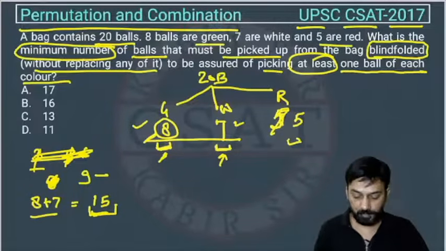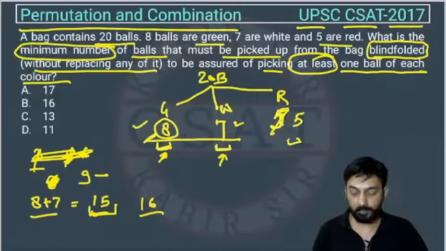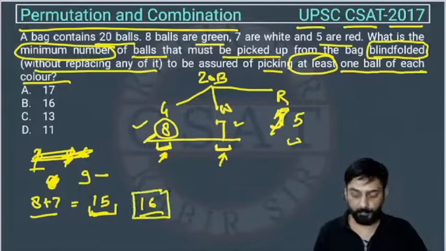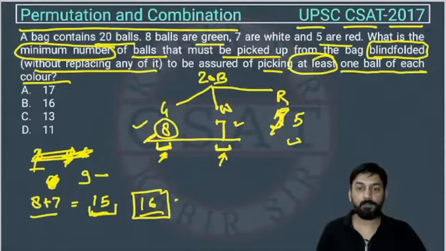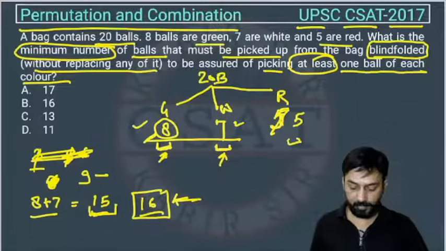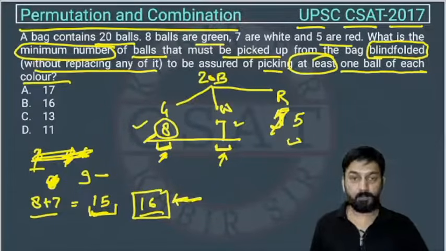So if we are picking 16, that is 15 plus 1, what will happen? 8 will get selected from here, 7 will get selected from here, and one ball remains. So that one ball must be of red color, right? There may be a possibility that 5 are red and 7 are white, so this is 12, but still there will be 4 green balls, right? So this is also possible. But if we are picking 16 balls, then we can be sure that we are picking balls of each color, right? So in this case there will be no excuse. There cannot be a possibility where each type of ball is not picked.